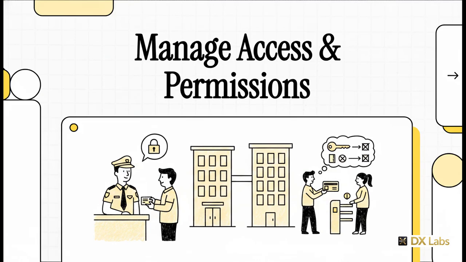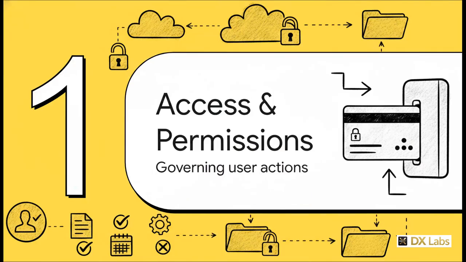Picture a massive office building. Authentication is basically the security guard checking your ID at the front desk, verifying exactly who you are before you even step foot inside. But authorization, well, that's your encoded key card, determining exactly which specific floors and secure rooms you're actually allowed to visit once you're in the lobby. Let's dive right into access and permissions basics, governing exactly what users can do.